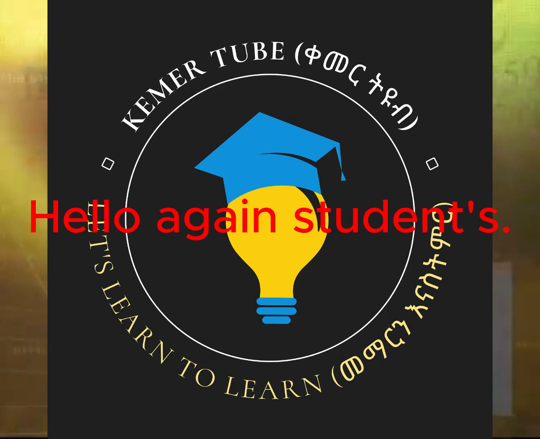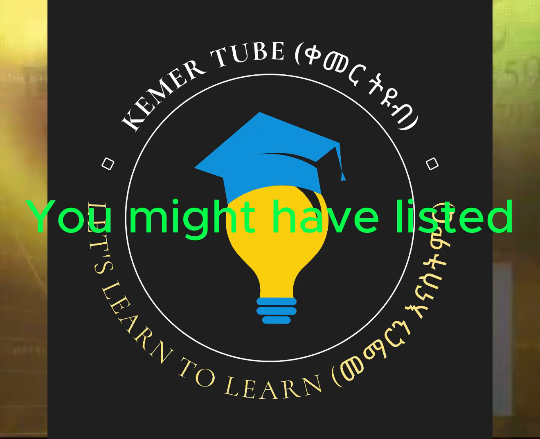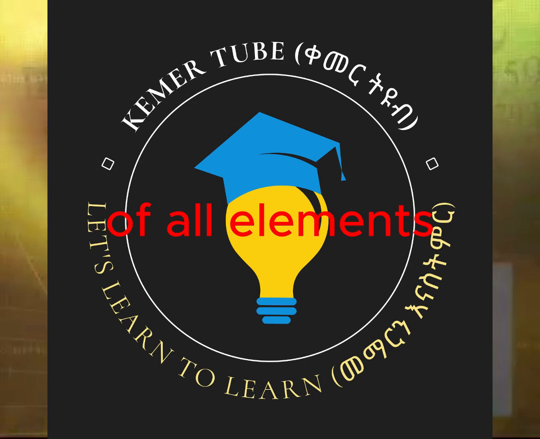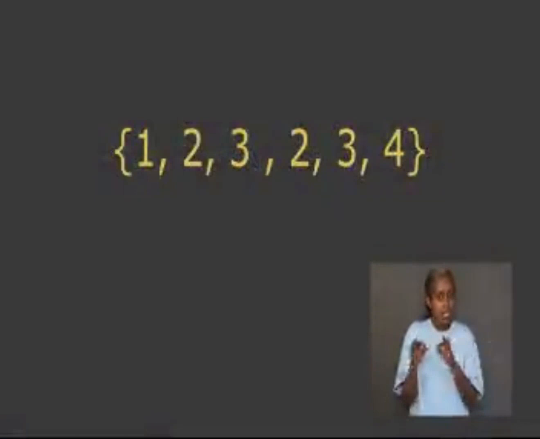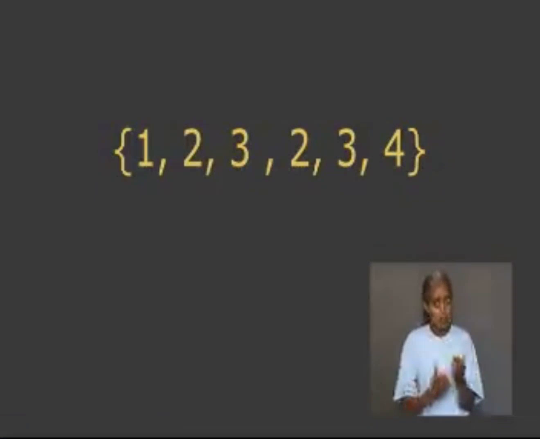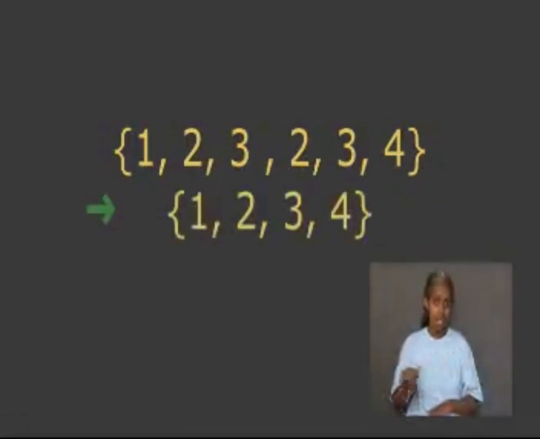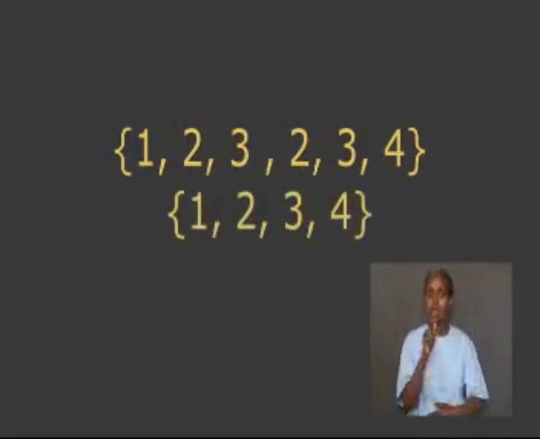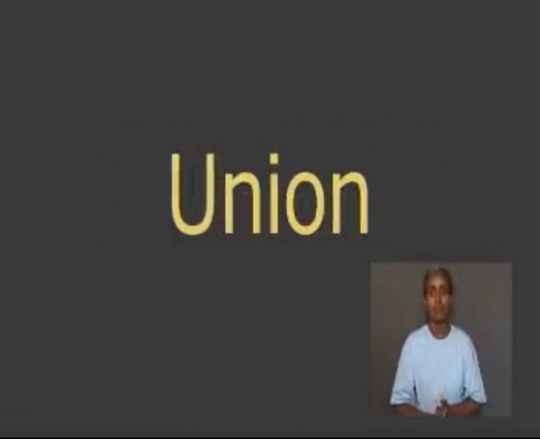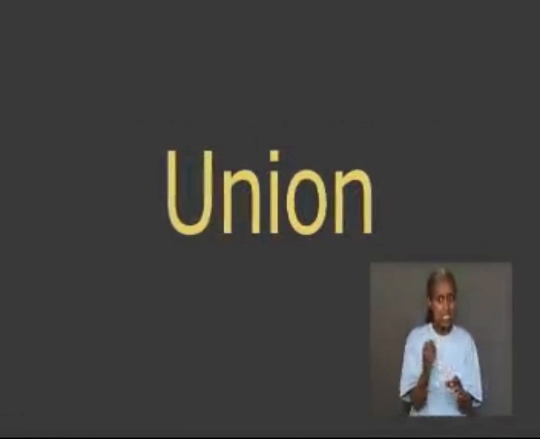Hello again, students. You might have listed all of the elements one after another, as we did previously. Instead, since some of the elements are exactly the same, you can simply write the set containing 1, 2, 3, 4. You have just performed an operation called union.